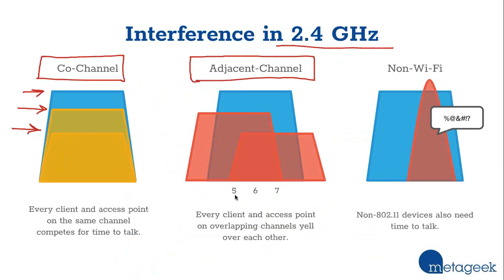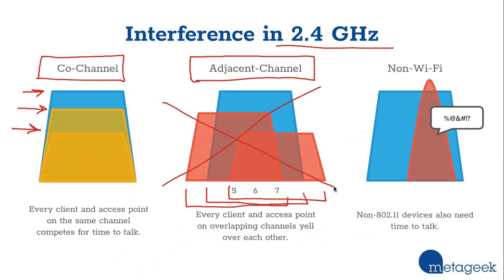The next type of interference that we have to watch out for is adjacent channel interference. Adjacent channel interference occurs when we have networks that are on partially overlapping channels. For example, we've got a network here on channel 5, a network here on channel 6, and a network here on channel 7. The problem is that each of those networks is on a partially overlapping channel. So instead of coordinating and taking turns talking politely, they're just going to yell and scream over each other, and it's going to be a very inefficient conversation. They're going to interrupt each other, which is going to cause retransmissions, which is going to cause them to have to talk again, which is going to cause more interruptions and more retransmissions until you just have a great big mess of noise. Adjacent channel interference is bad, and we want to avoid it at all costs.